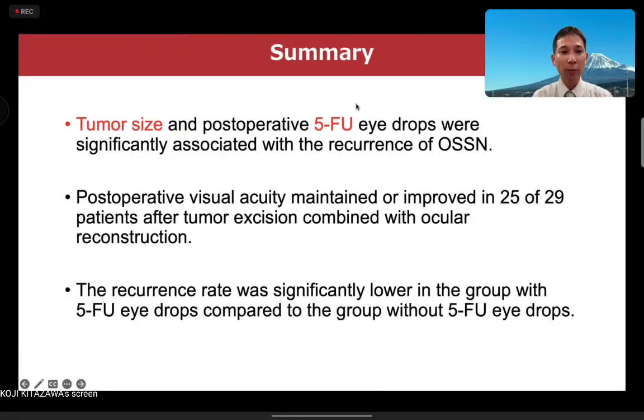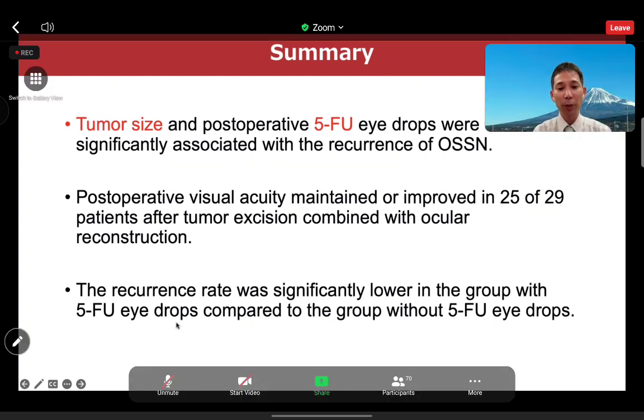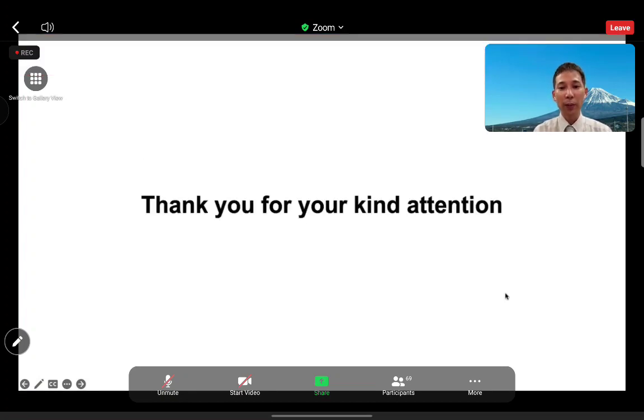So here in summary, we think that the tumor size and postoperative 5-FU eye drops were significantly associated with the recurrence of ocular surface squamous neoplasia. And then also the postoperative visual acuity maintained or improved in 25 of the 29 patients after tumor excision combined with the ocular reconstruction. And then the recurrence rate was significantly lower in the group with the 5-FU eye drops compared to the group without 5-FU eye drops. So thank you for your kind attention.